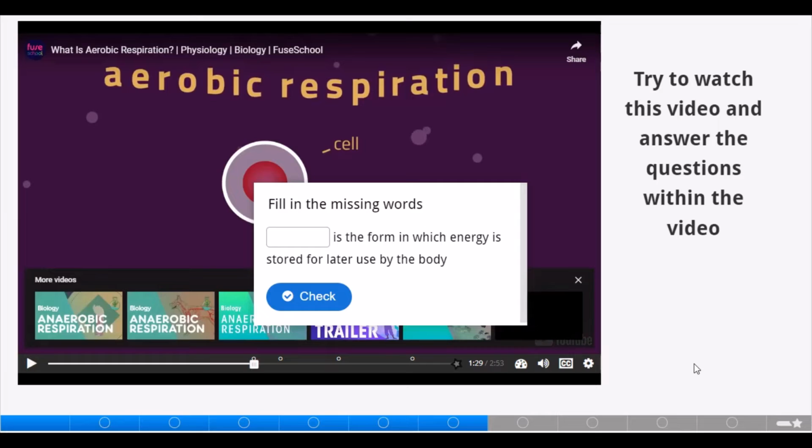Okay, we have a question now. It says, fill in the missing words. Dash is the form in which energy is stored for later use by the body. That'll be ATP.